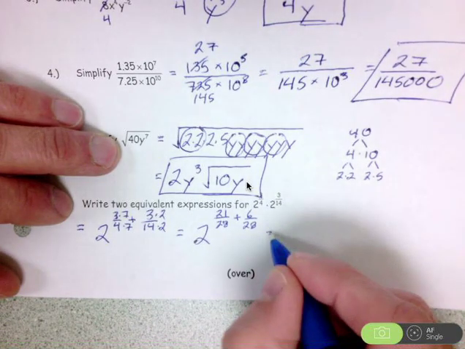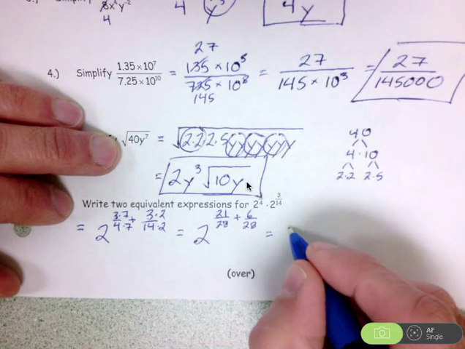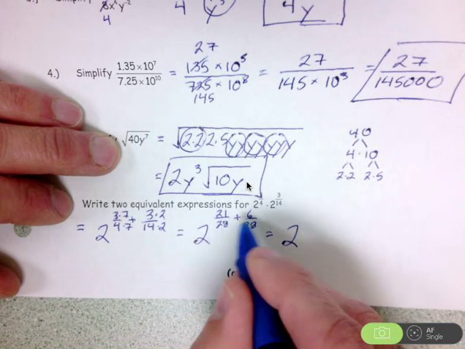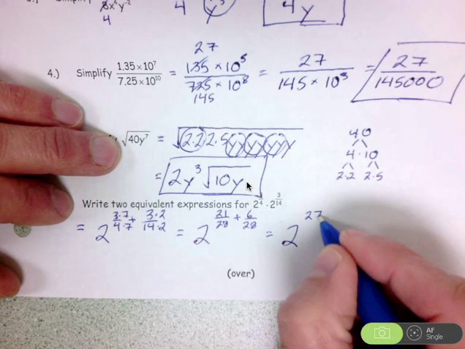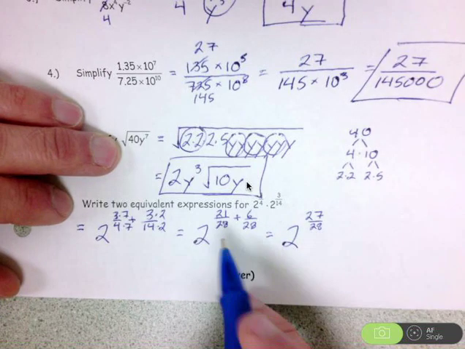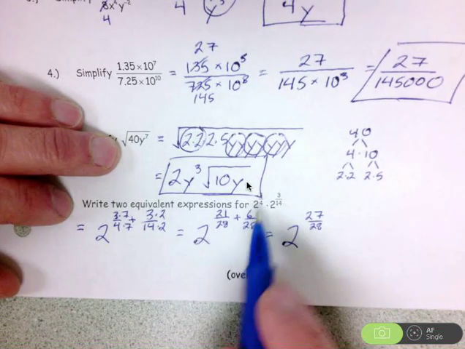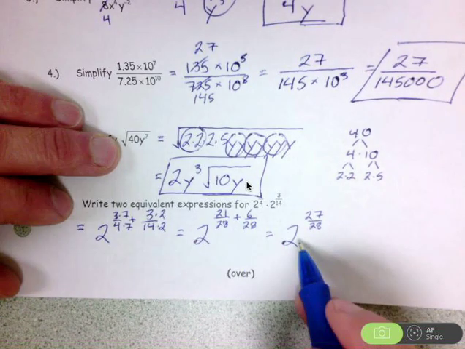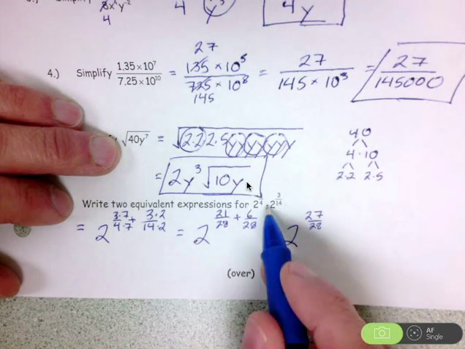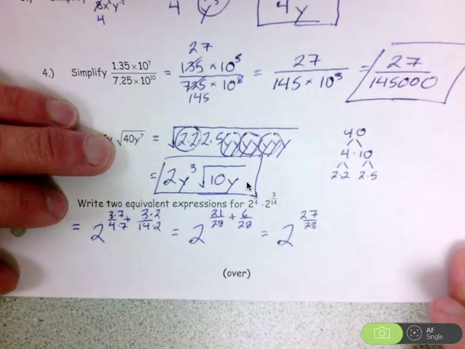Well, now that my denominators are common, I can write that as 2 to the power 21 plus 6, or 27 over 28. So this is an expression equivalent to the first expression. That's why I keep using an equals sign.